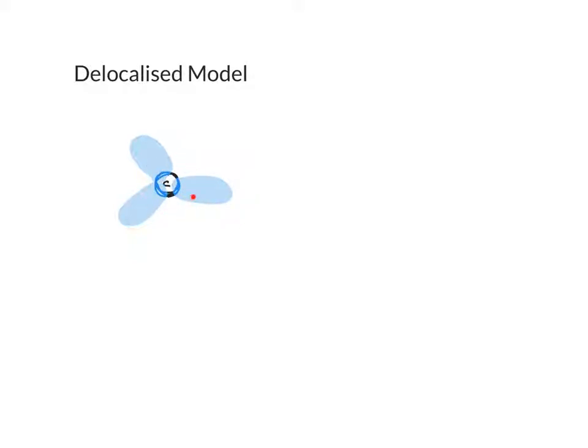Now if each carbon's doing this, you can see that there's a trigonal planar area where electrons can be found. So that leads to our planar hexagon, so you can find electrons here, here, here. They're those three sp2 hybridized orbitals.